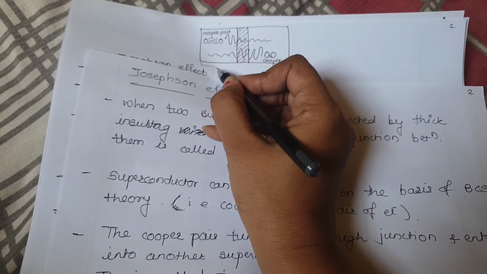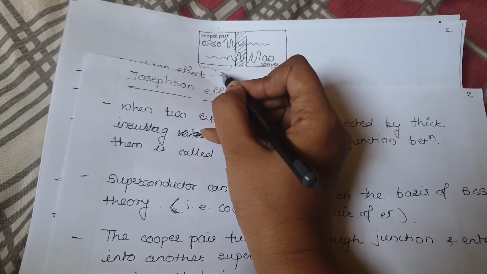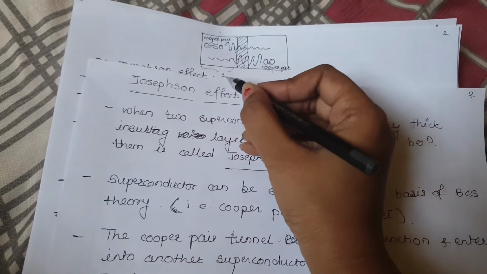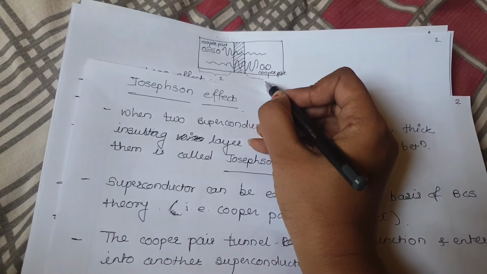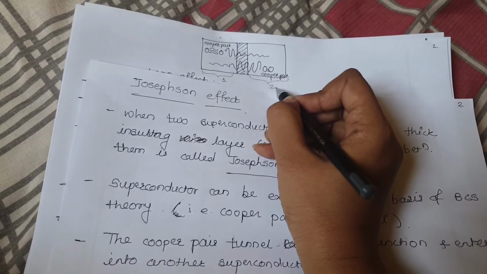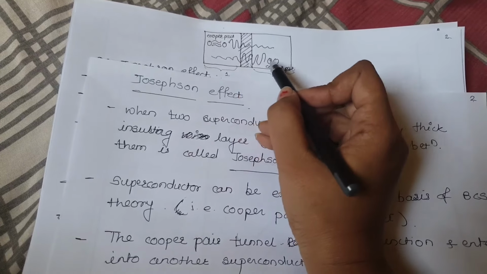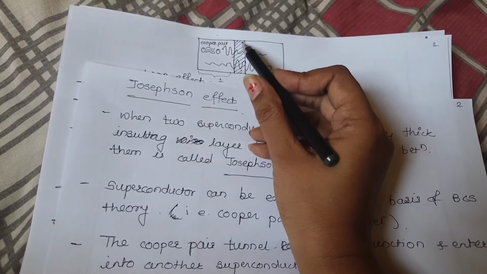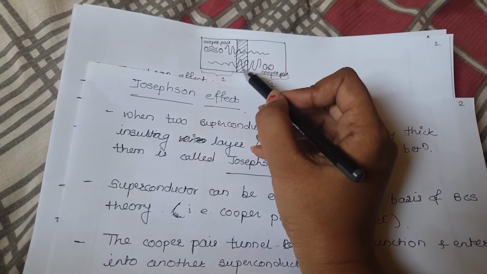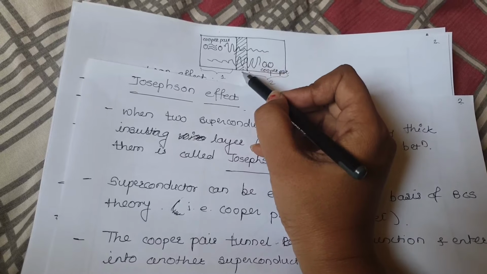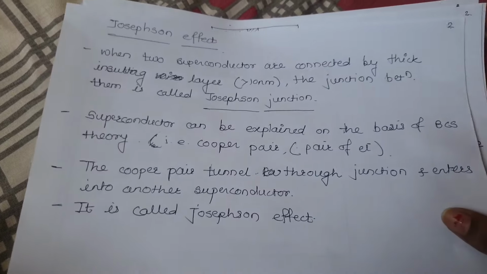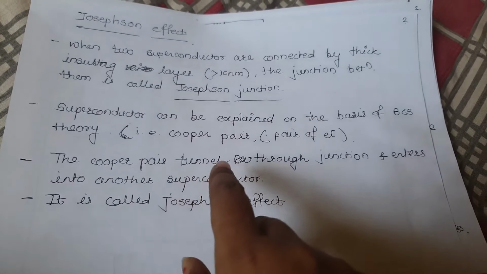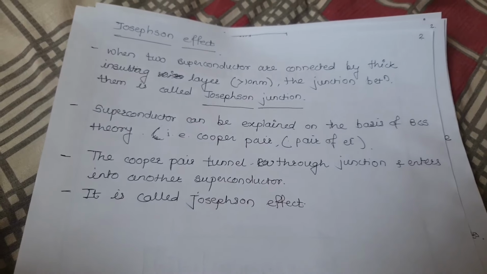This is the first superconductor, this is the second superconductor, and when we connect these two superconductors with the insulating layer, this is called a Josephson junction. This is explained by the BCS theory also.